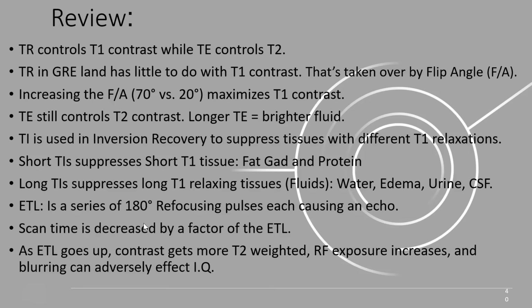Echo train length, it's a series of 180s, each causing an echo, and your scan time goes down by a factor of your echo train length. We're going to do that mathematically when I talk about pulse sequences, because that's where we're going to do scan time math. As echo train goes up, you get more T2 contrast, which is why you want to use a short echo train for T1 weighting, because you want to keep T2 out of your K-space. Echo train goes up, RF exposure increases, and you potentially get blurring.